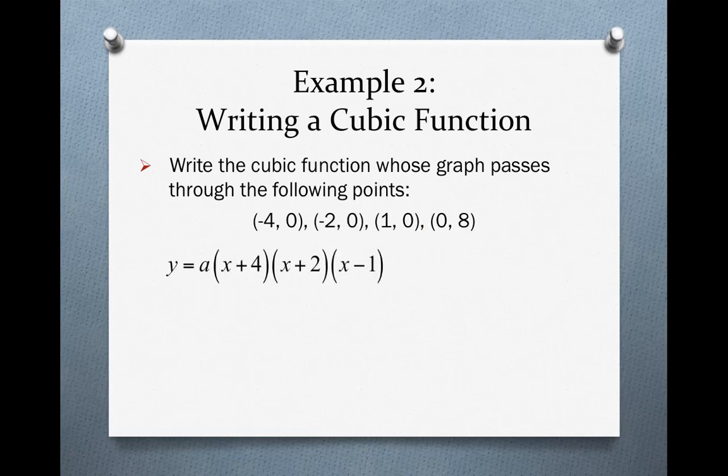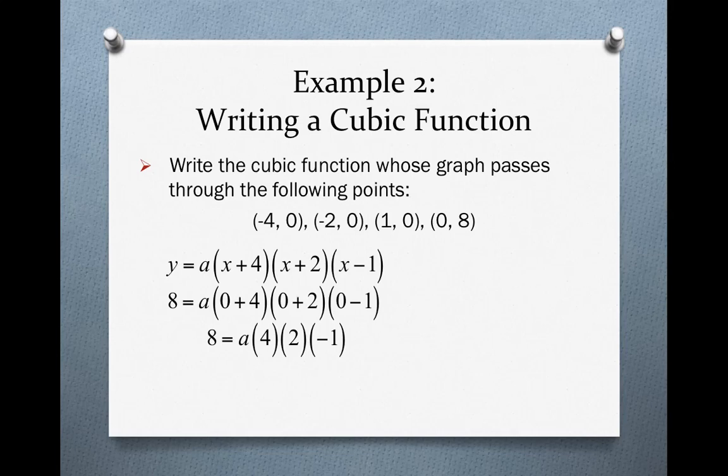So using our x-intercepts as factors first, we would have x plus 4, x plus 2, and x minus 1 as the factors. We have an a value out in front of that we don't know right now, and then all of that should be equal to y. Now in this case our y-intercept is really just another point. So we know that when x is 0, we should get an answer of 8. So we put that into our equation, put in 0 for all of the x's, put in 8 for y, and now we can solve for a.